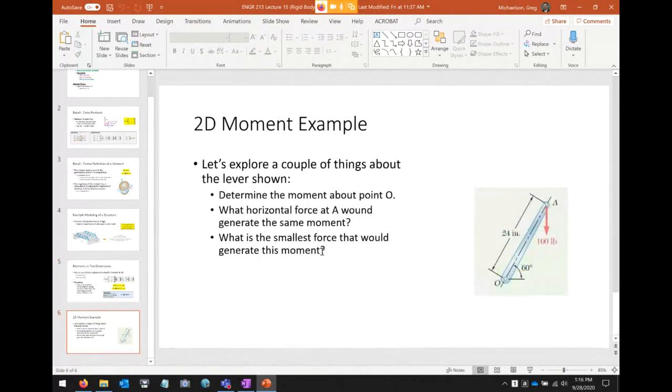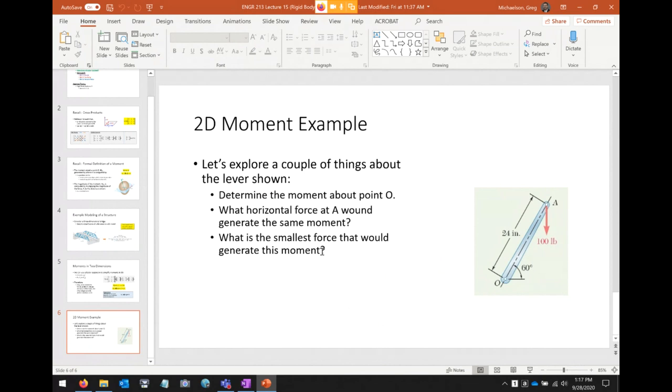Any questions so far? Okay, I want to take this example and talk about it a little bit. This is a pretty basic example in the book, but we're going to do a lot with it. It's more about exploring a couple of things about the example. I don't want to just say, here's the problem, just do it. I want to see what information we can glean from this.